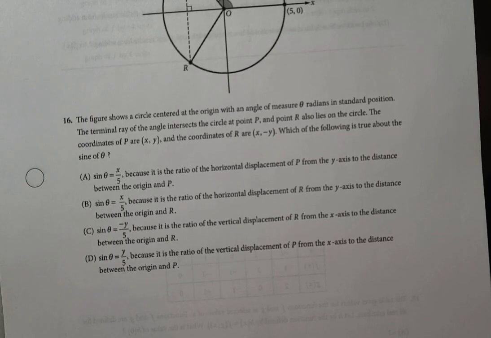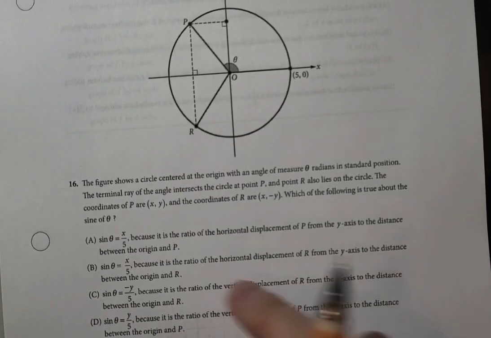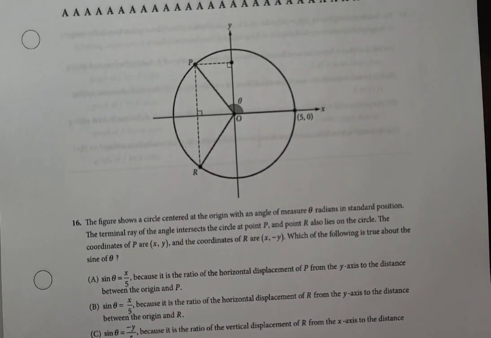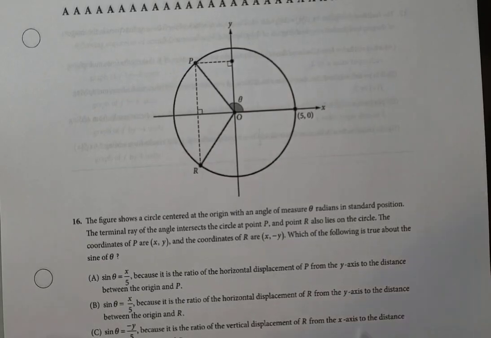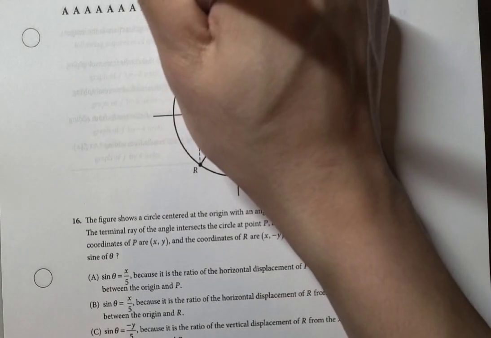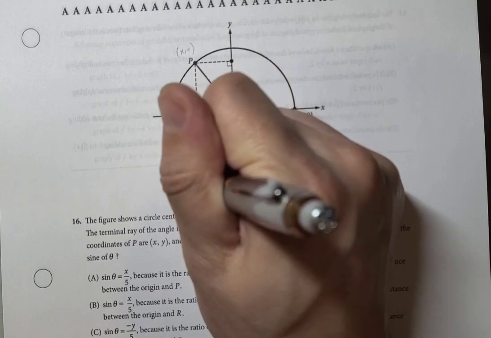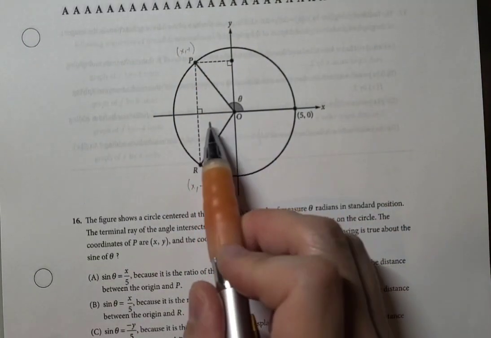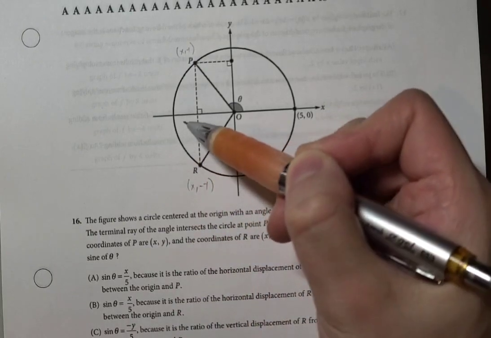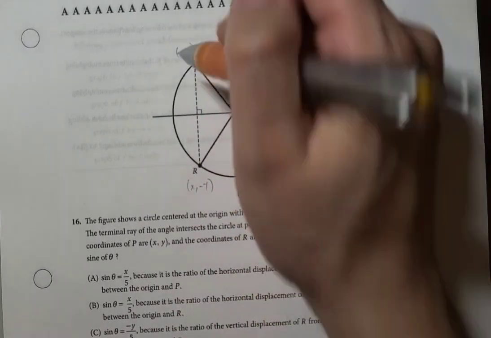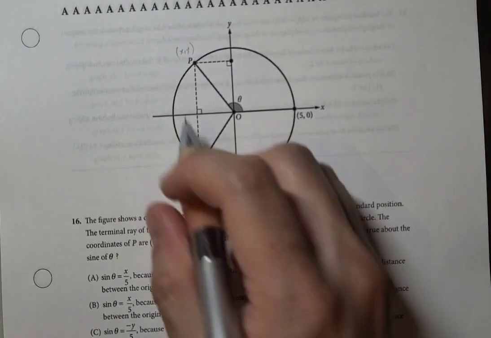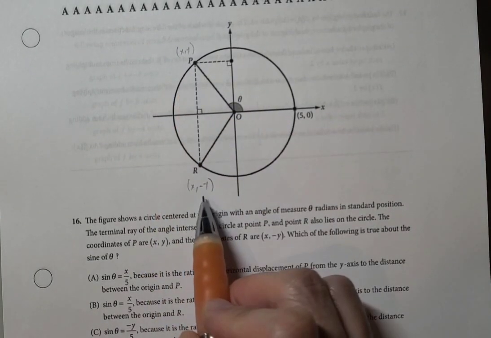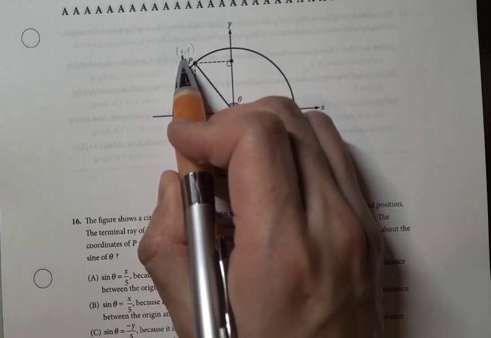reasoning for it. So maybe let's try to find the value of sine theta directly without even going through the choices here. If this point has coordinates x, y, and this has x, negative y, don't get confused. We know this is on the negative x-axis, but why do they say it's x? Well, it's just a variable name, so you can call it even a, b, a, negative b. They just denoted it as x.